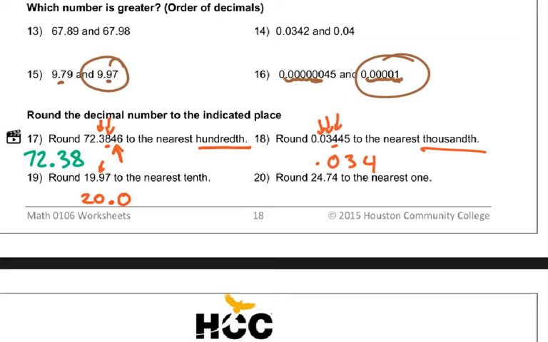Okay, and then with number 20, we said that it's the 1, so you don't have a TH or anything like that. So we're looking at this 4 here. So we look at the digit to the right. It's a 7, which means I bump it up. So it's 25. And there you have it.